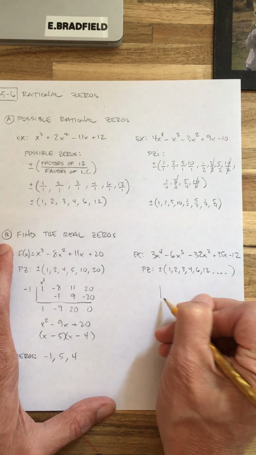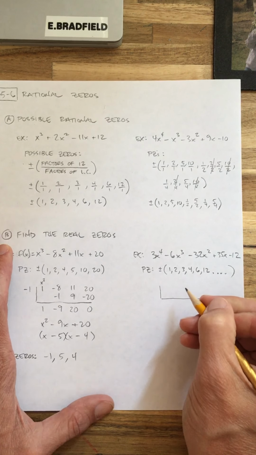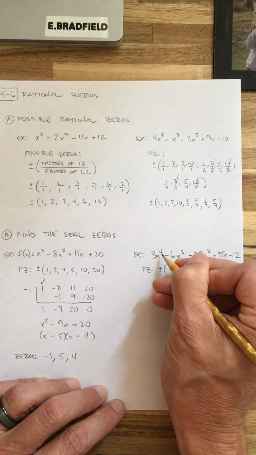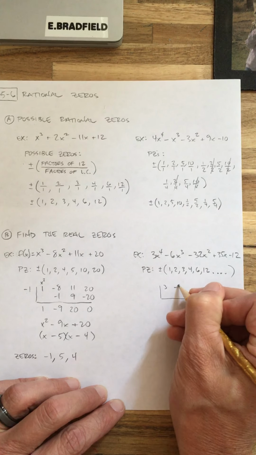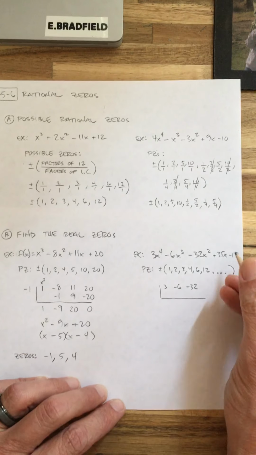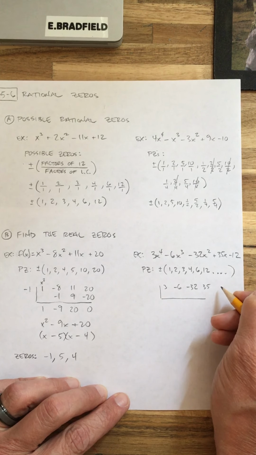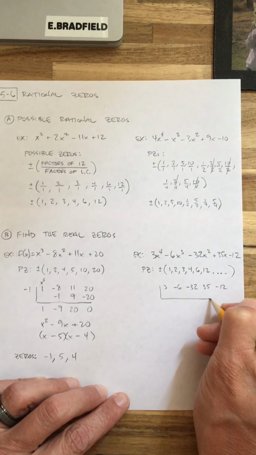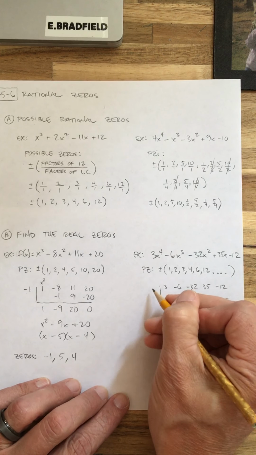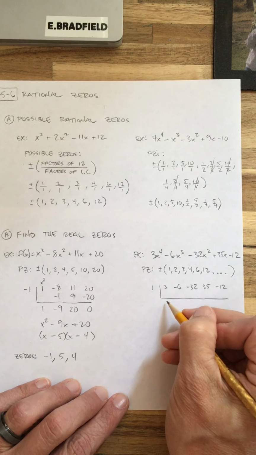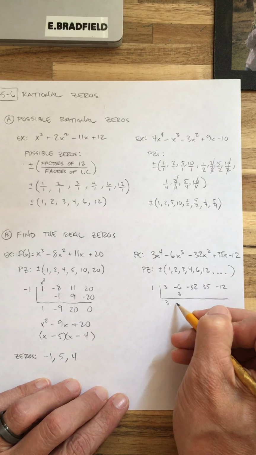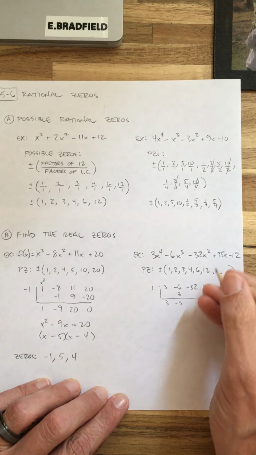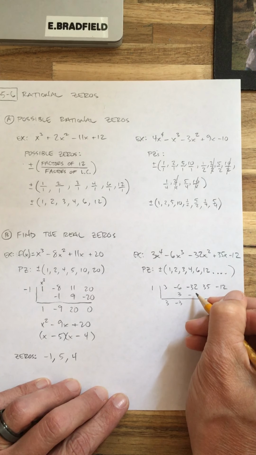Let's do the synthetic division. All right, we just want to get started. So we have a 3. Remember, it goes 4, 3, 2, 1, 0. We're in good shape. So 3, -6, -32, 35, and -12. All right, I'm going to try plugging in a 1. Okay. All right, bring down the 3. 1 times 3 is 3. 3 minus 6 is -3. 1 times -3 is -3.